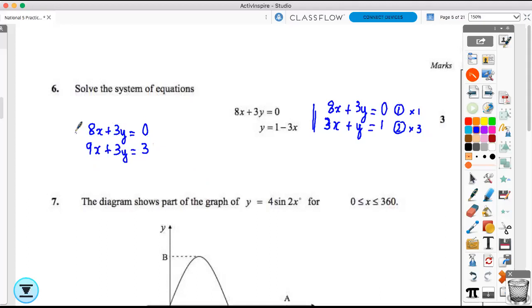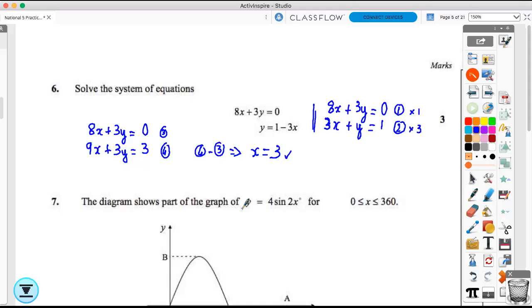So now, to get rid of the 3y, I can do it in any way I want. This is equation 3, and this is equation 4. I can do 4 take away 3. So 4 take away 3 gives me 3 take away 0, that'd be 3. 9x take away 8x is x. 3y take away 3y is 0, so x equals 3. So you've got a mark for this.